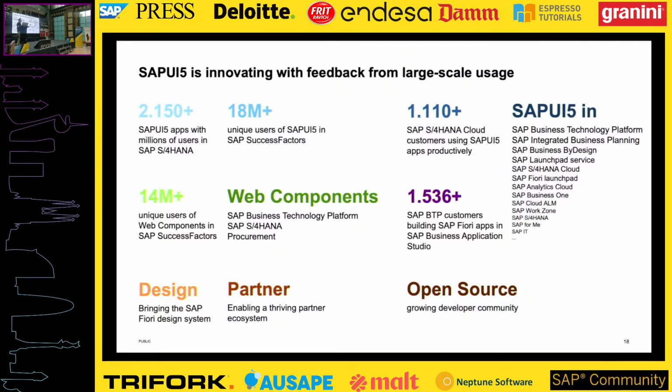And UI5 is used in many products. There are some numbers here, how many customers use applications built with SAP UI5, how many users, how many SAP solutions. We are closely working with the design departments in SAP, obviously, to come up with a Fiori design, with partners, with the open source community making contributions. So there's a lot of feedback we get from these solutions, and we're putting this into UI5, into the framework, and then all of them benefit from this. So it's the strategic web technology we have at SAP.